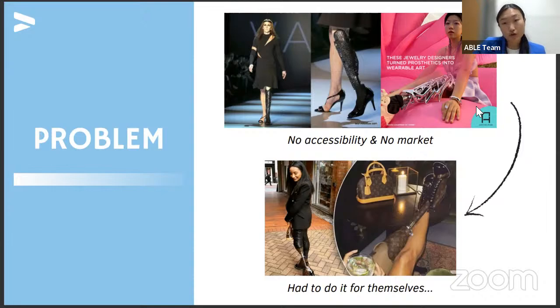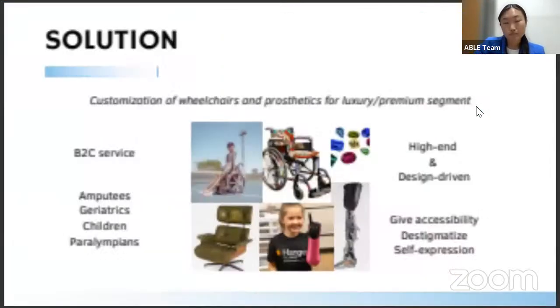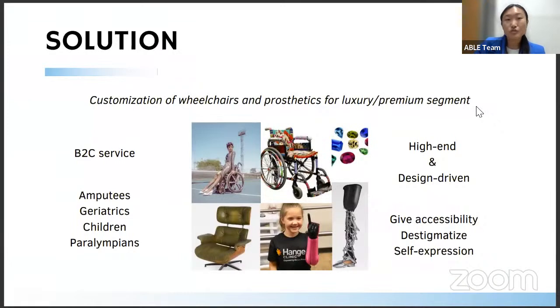So let me tell you the story of Sian Greenlord, who really wanted a prosthetic like these models and celebrities. But since no one does it for her, she had to do it for herself. So she had to deconstruct a Louis Vuitton bag that she had and stick it to her prosthetic to have something she wants. And we think this is a pity, and that's how Abel was founded, because we want to do it for them.